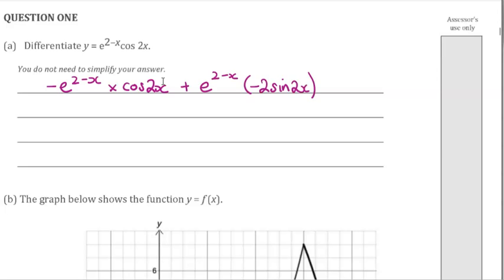Now we leave the e to the 2 minus x as it is, and we differentiate cos 2x, that becomes minus 2 sine 2x. There's no need to simplify your answers when you're doing the achieved questions, and in fact I recommend that you don't try to simplify them because you could potentially make some mistakes and you would do yourself out of a mark if you put a wrong answer after a correct one. Okay, next.